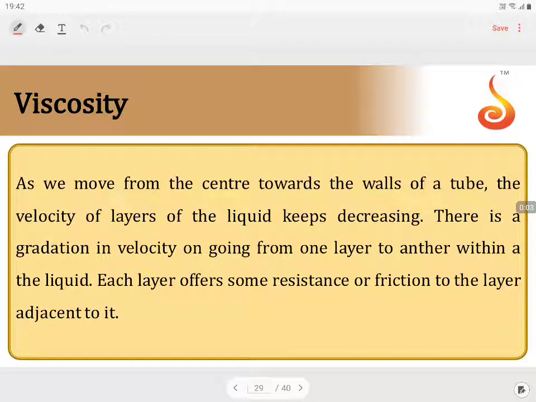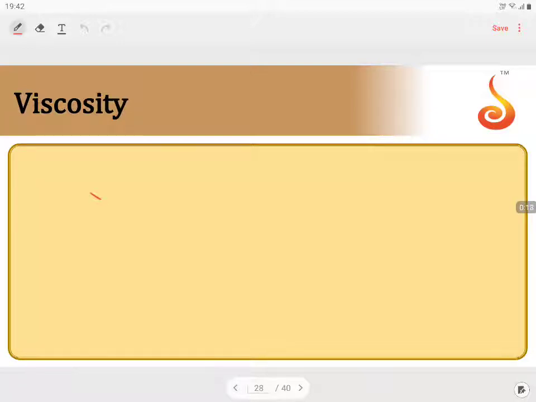As we move from the center towards the wall of a tube, what will happen when a liquid is taken on an elevated or a slant surface? Just imagine a molecule is placed on a slant surface. Let us say I have placed two types of liquids on this slant surface. In one case I have taken water, in another case honey. A honey drop and a water drop are placed on the slant surface.